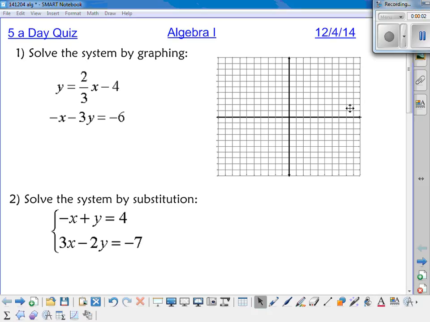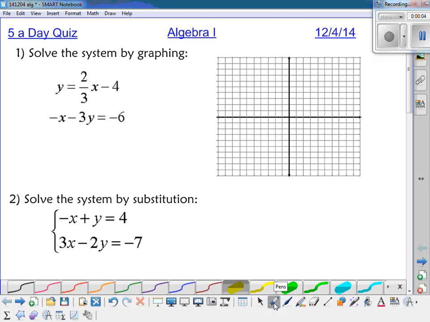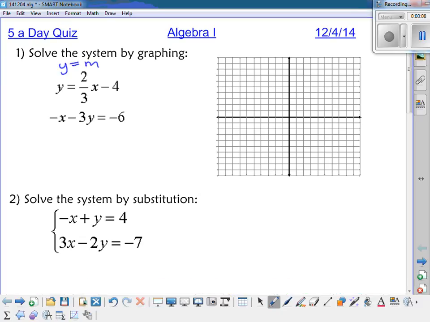Okay, so for number 1, you had to graph the two lines. The first equation is in y equals mx plus b form. So where am I going to start? -4 on the y-axis. All right? And so then where should I go from there? Up 2/3 for our slope. Okay, so I draw that line.